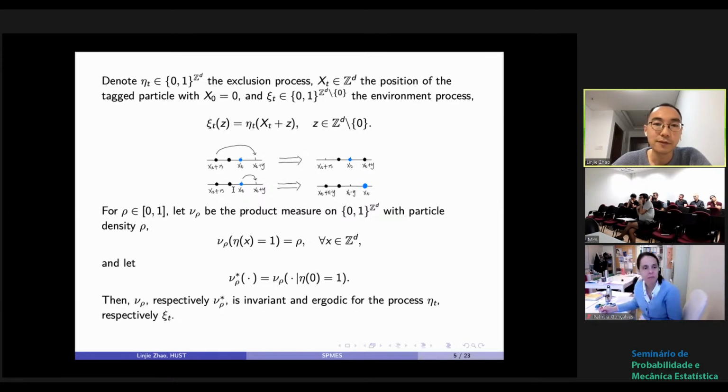And the second part of the environment process corresponds to the movement of the target particle, that is in the second picture, the jump of the blue particle. So after the jump of the blue particle, the new configuration is this. So this site becomes X_t, and this site is X_t minus y, and this site is X_t plus x minus y. So if the blue particle jumps, then there is a translation of the environment process.